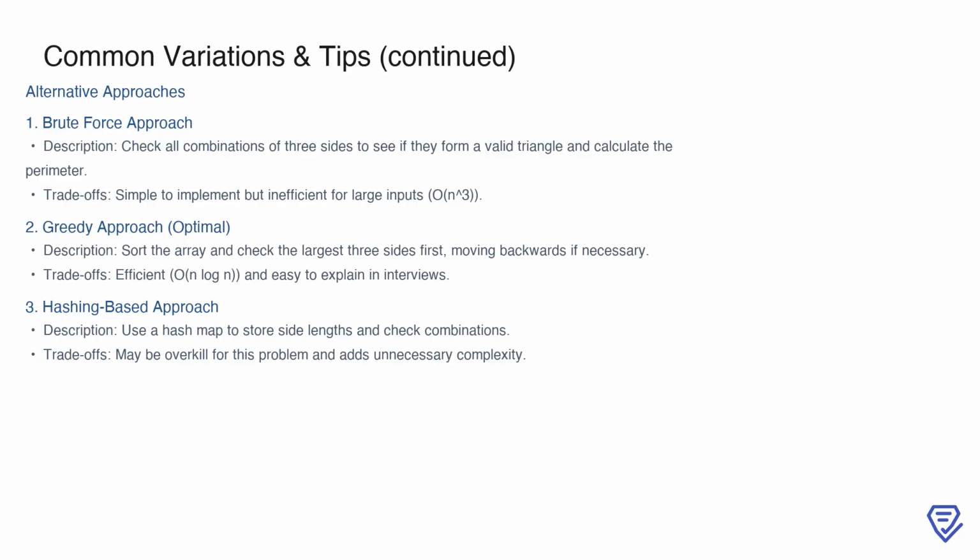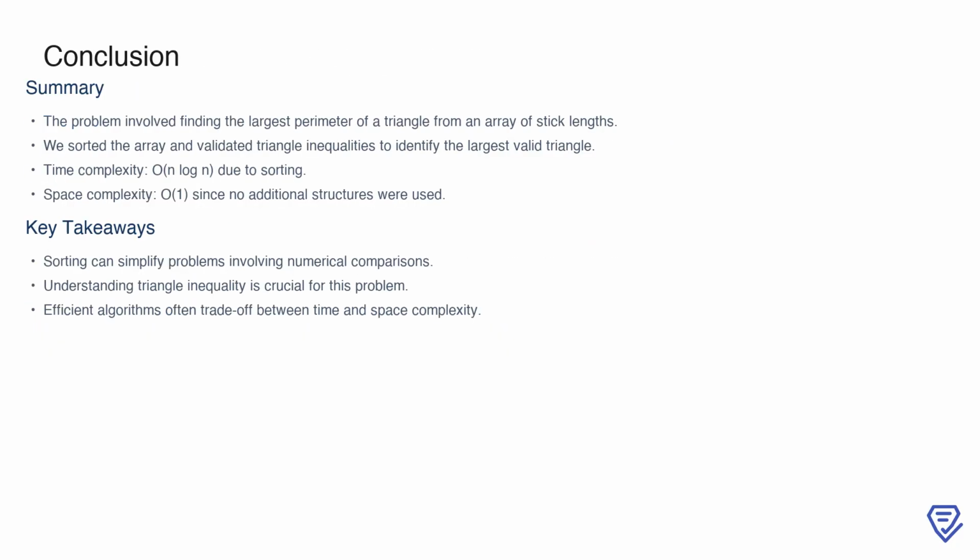Another alternative is a hashing-based approach, which involves using a hash map to store side lengths and check combinations. While this might work, it adds unnecessary complexity to the problem and is generally not recommended unless specifically required by the problem constraints.